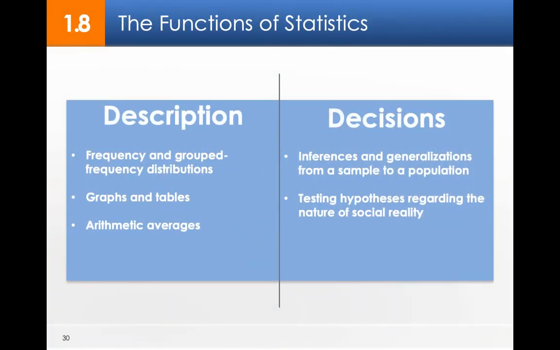So we also want to think about what can statistics do. They can describe and they can help us make decisions. So things that describe are things like averages, things we could put in graphs and tables, and frequency distributions, which we'll talk more about next week in chapter 2. Decisions are inferences and generalizations from a sample to a population. And this is where we start testing hypotheses to see what is the relationship between a set of variables.